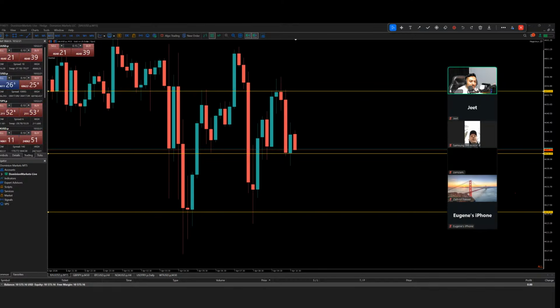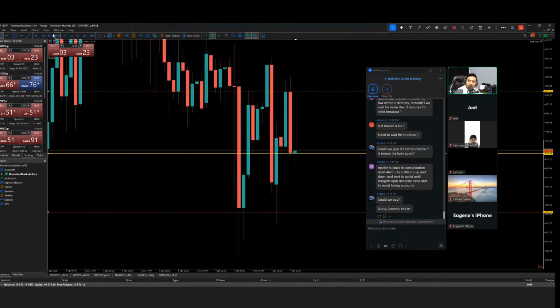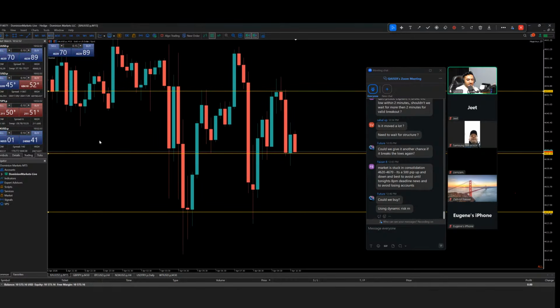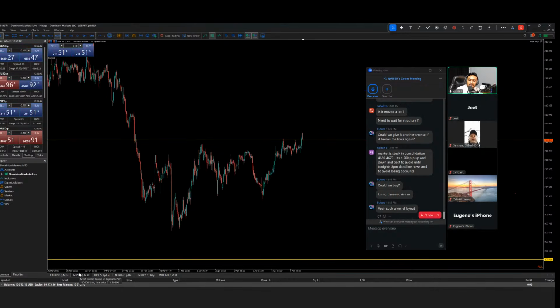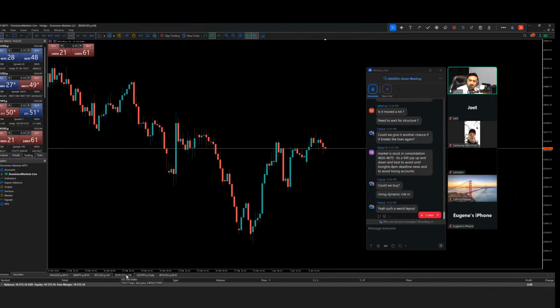Who wanted to take a buy here? See this, buddy? It's pushing down now. Wow. Just volatility going on. Every pair is just stuck right now. Wow.